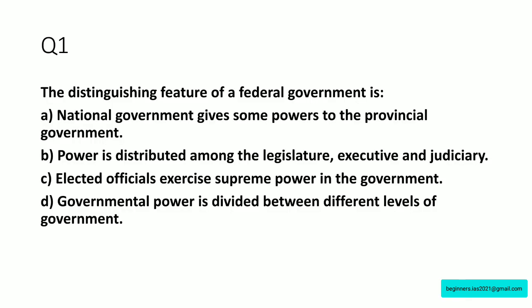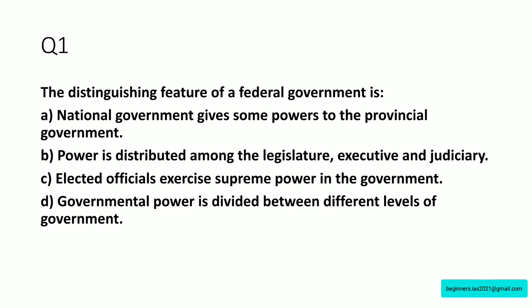Question number 1: the distinguishing feature of the federal government is: A. National government gives some power to the provincial government. B. Powers are distributed among the legislature, executive, judiciary. C. Elected officials exercise supreme power in the government. D. Governmental power is divided between the different levels of government.